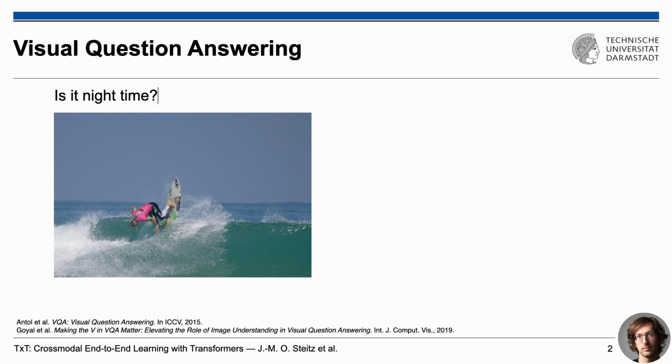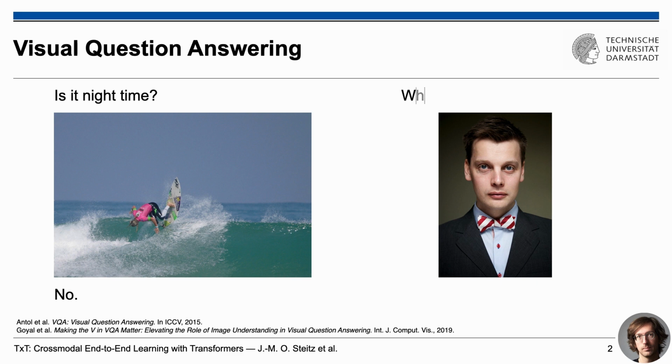There is a rising interest in multimodal reasoning with tasks such as visual question answering, or short VQA. This allows for actively querying image data for visual information based on natural language. In this work, we experiment with the VQA version 2 dataset in particular.